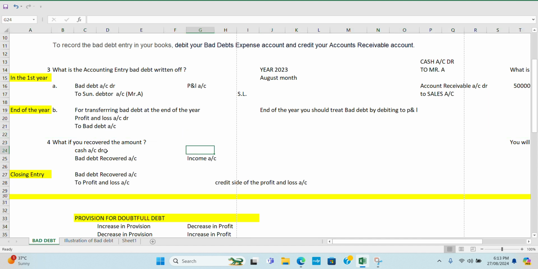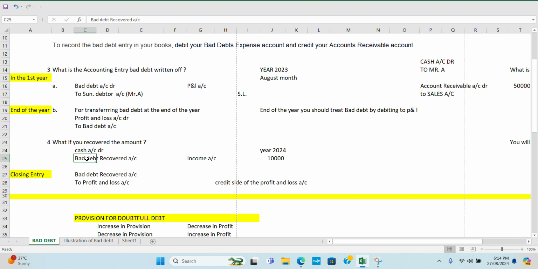So next, this is in the year 2023, right? In the year 2024, you have discovered that you got the money, somehow, at least 10,000 or 20,000 or whatever it is. When you recover the money, what do you get? You get cash. So debit the cash. Cash account debit to bad debt recovered.